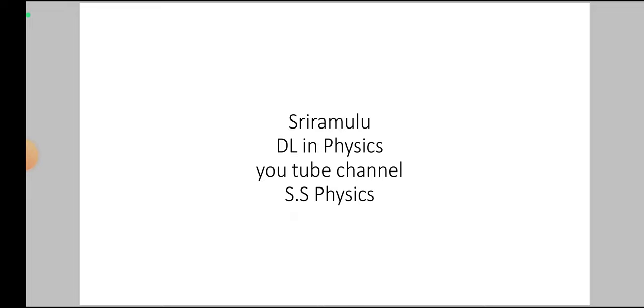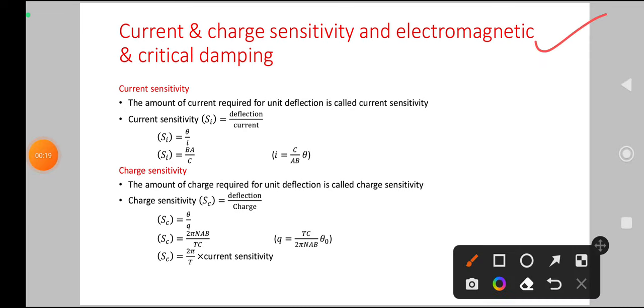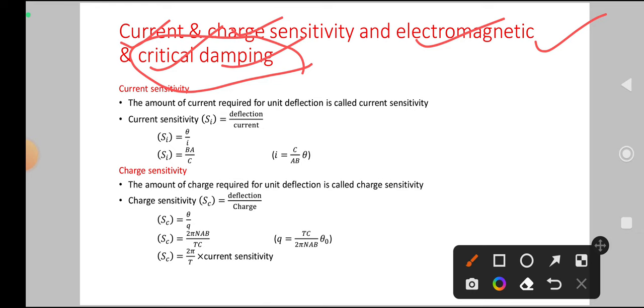Today's topic is current sensitivity, charge sensitivity, electromagnetic damping and critical damping. So there are four different topics here: current sensitivity, charge sensitivity, electromagnetic damping and critical damping. Critical damping is also called critical damping resistance. Okay, let me start.